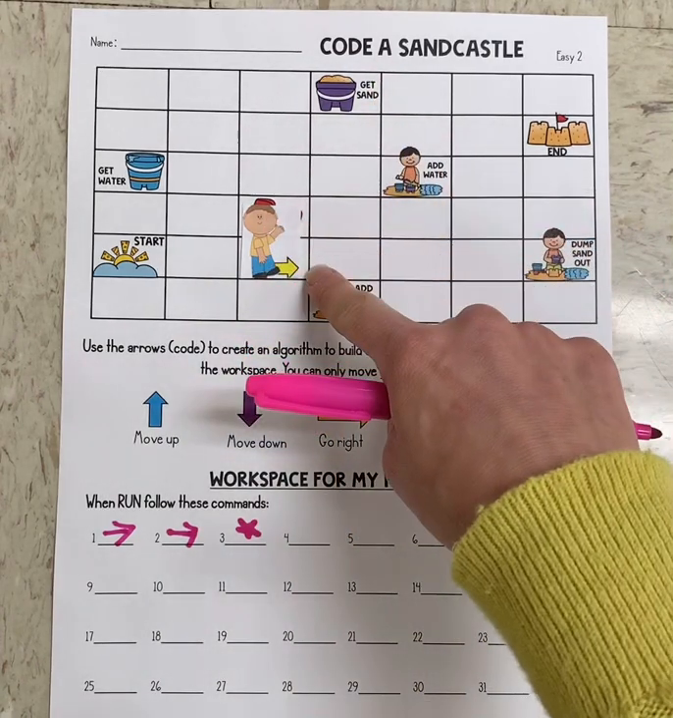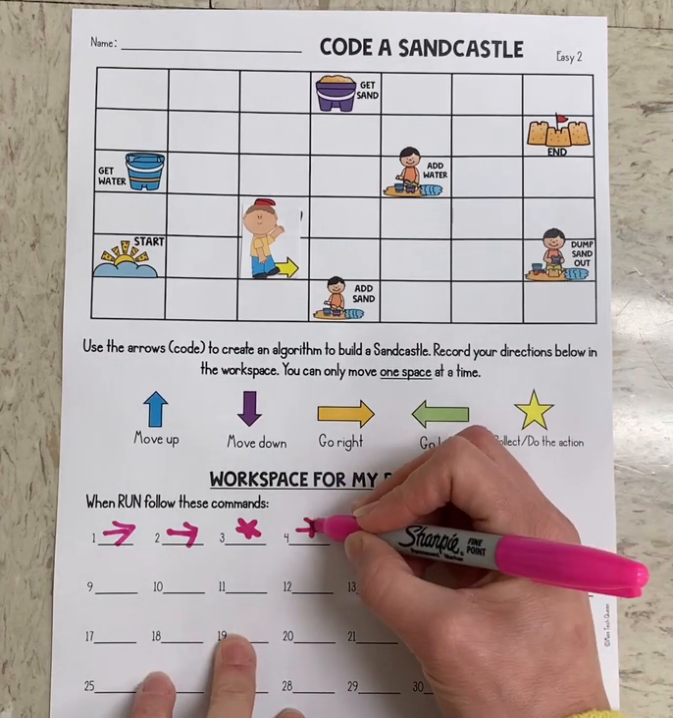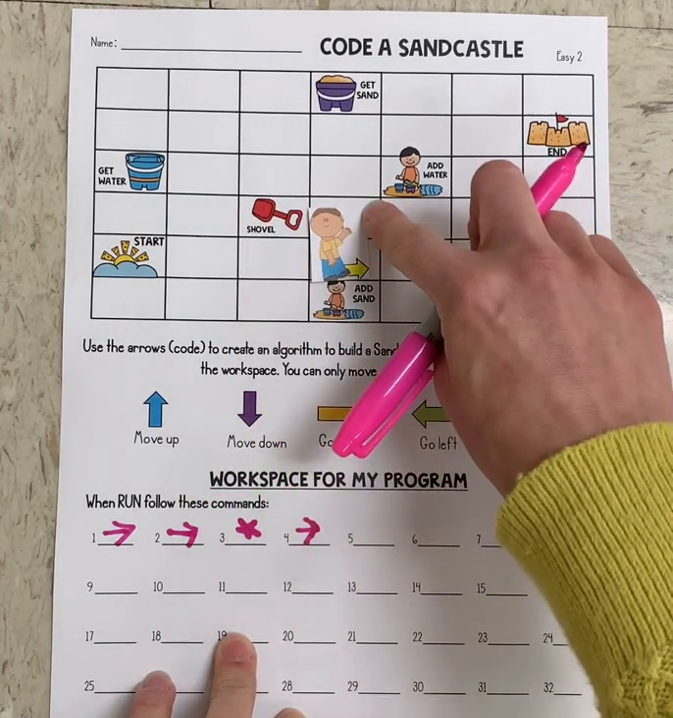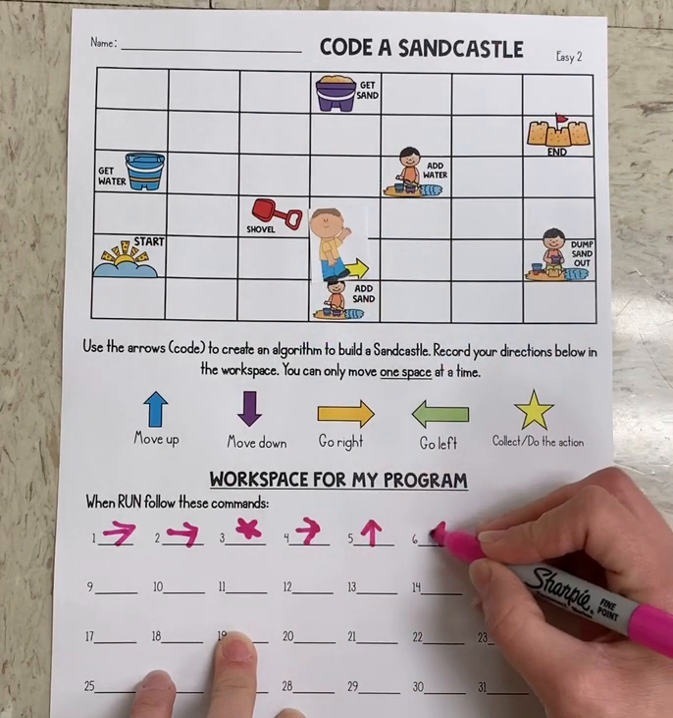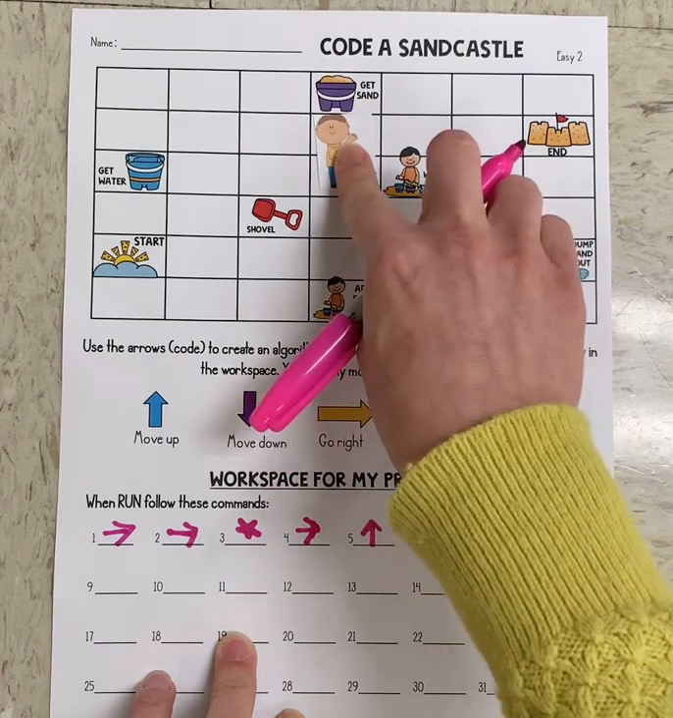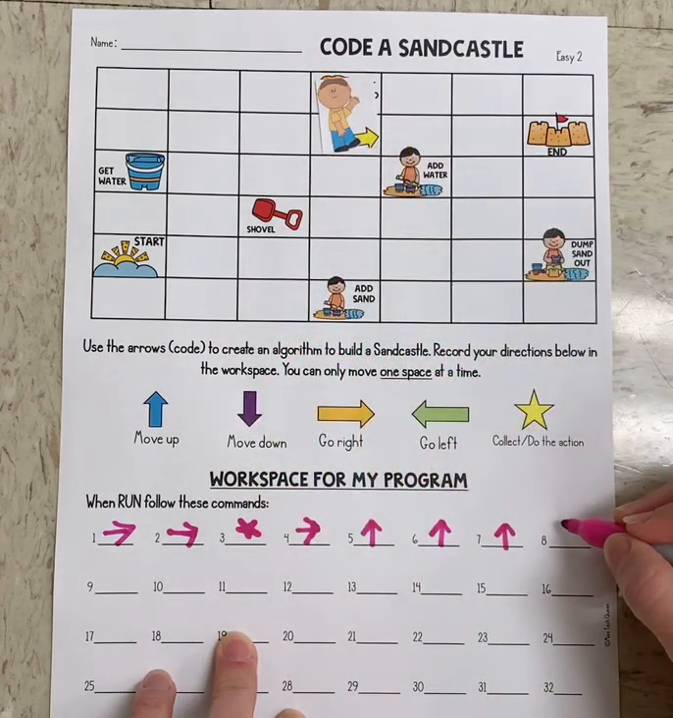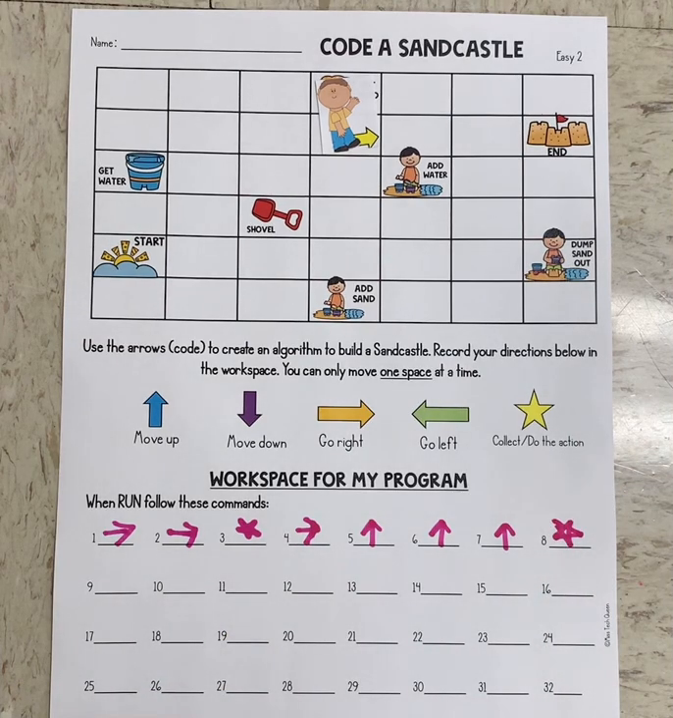So in order to get to the sand, it's up here. I'm going to move 1 space to the right, 1 to the right, and then I'm going to go 1, 2, 3 spaces up. So I'm going to draw 3 up arrows and move my character 1, 2, 3. Now I need to pick up the sand, so I write a star to collect. Now I have the sand.